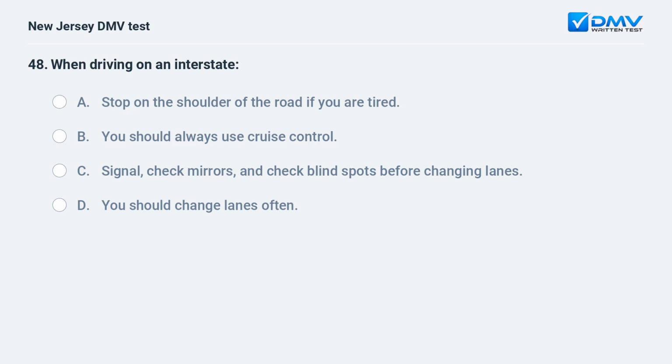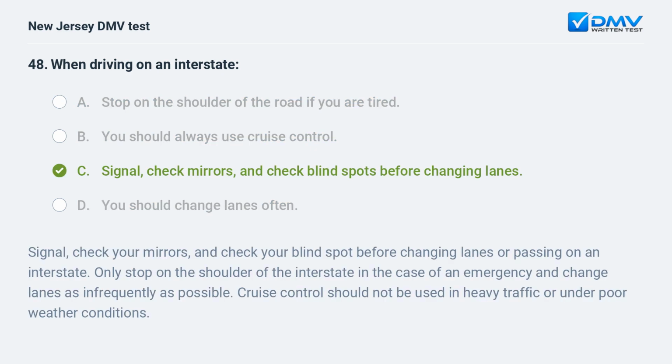When driving on an interstate, A. Stop on the shoulder of the road if you are tired. B. You should always use cruise control. C. Signal, check mirrors, and check blind spots before changing lanes. D. You should change lanes often. The answer is C. Signal, check mirrors, and check blind spots before changing lanes.